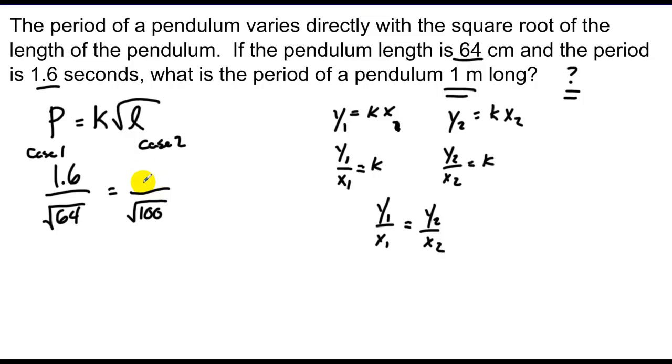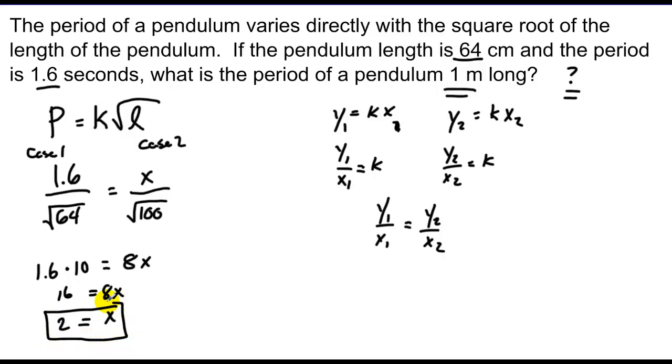and I want to find the new period, or call it x. So now I have to do a cross product. I know this multiplies to 10, so I have 1.6 times 10 is equal to 8x. I know that 16 is equal to 8x, and x equals 2 seconds. Problem done.